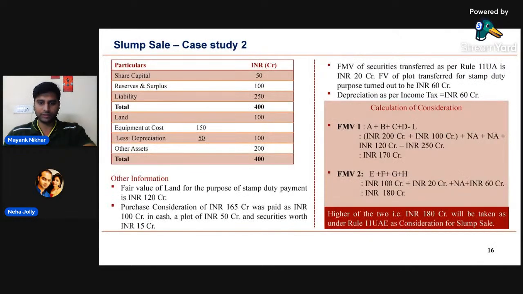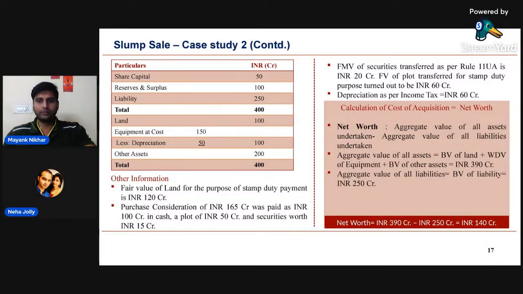So there were two assets that were also transferred in addition to cash, which were a plot of 50 crores and securities worth 15 crores. We see that the plot which was transferred for 50 crores has a stamp duty valuation of 60 crores. So this is the 60. We have also seen that securities were transferred, and those securities, if valued under Rule 11 UA, came out to 20 crore. So 100 plus securities plus plot. This is the total value as per FMV2. The sale consideration has to be the higher of FMV 1 and 2. So it is 180 versus 170, and 180 crores will be the consideration for slump sale.